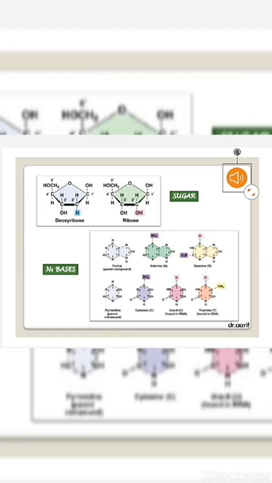In this slide, different pentose sugars and nitrogenous bases are mentioned. As we know, two types of sugars are there, deoxyribose sugar in DNA and ribose sugar in RNA. Their diagrams are there. And nitrogenous bases: two types we have, purine and pyrimidine. Altogether 5 nitrogenous bases we have: adenine, thymine, guanine, cytosine, and for RNA, uracil.